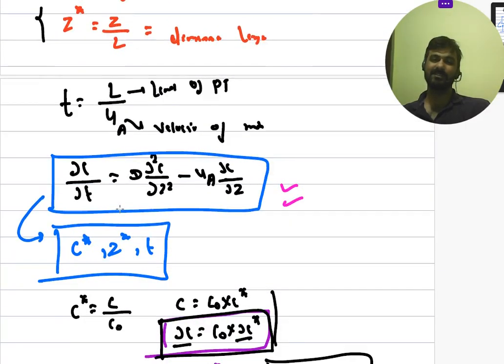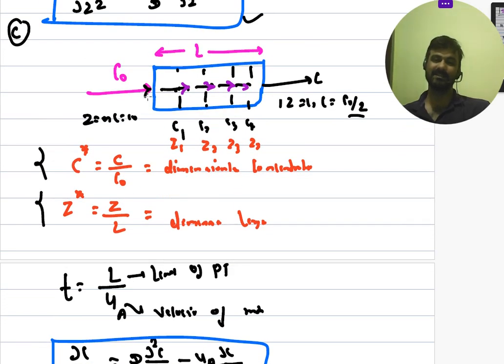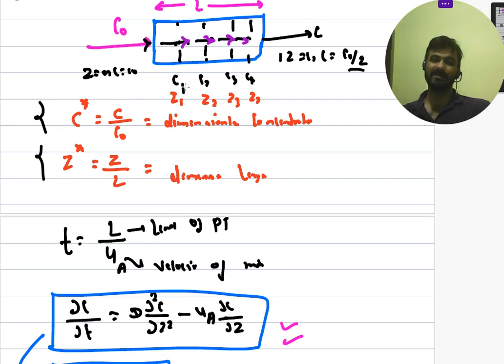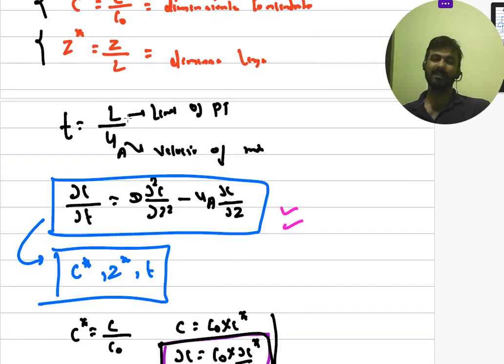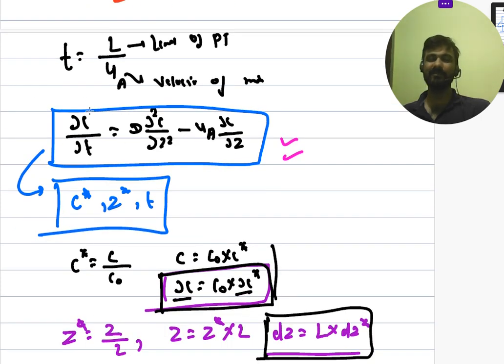And when you non-dimensionalize this formula, C star can be written as C by C naught, where C naught is the initial concentration at Z equals 0, and Z star will be equal to Z by L. So this will lie between 0 and 1, and t star can be written as t by L by U, where L is the length of the reactor and U is the average velocity of the tracer molecules. And when we substitute all of these into this particular formula, del C by del t equals D del 2 C by del x square minus U del C by del Z.